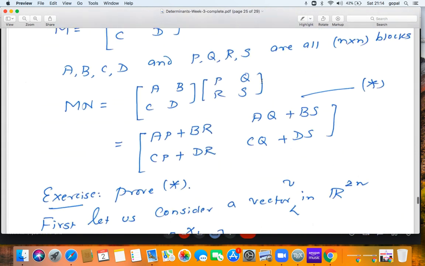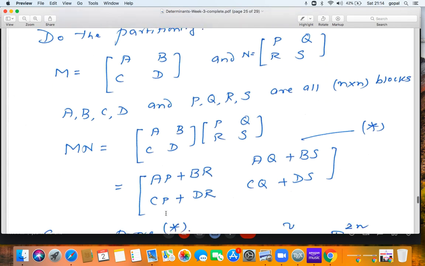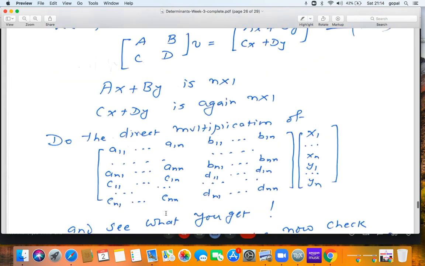Now we want to check that if I multiply these two blocks A, B, C, D with the block matrix P, Q, R, S, I get this block matrix AP plus BR, AQ plus BS, CP plus DR, CQ plus DS. Now how do I verify the identity of two matrices? How do I check that two matrices are identical? One way to do it is prove that the first columns are the same, prove that the second columns are the same, and so on. So let us check it column wise. Let us verify the identity column wise.